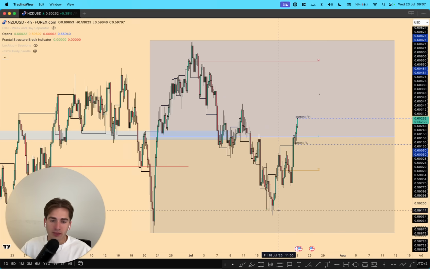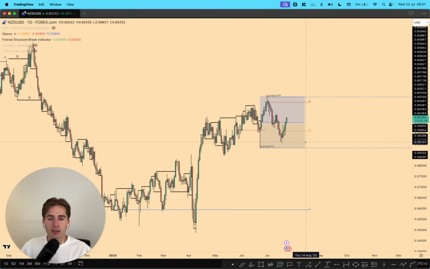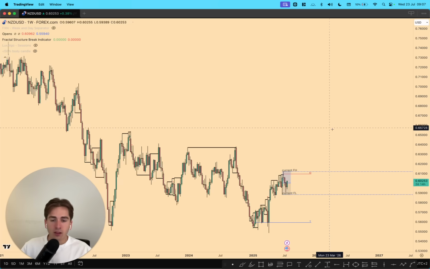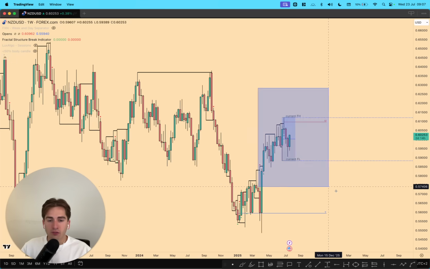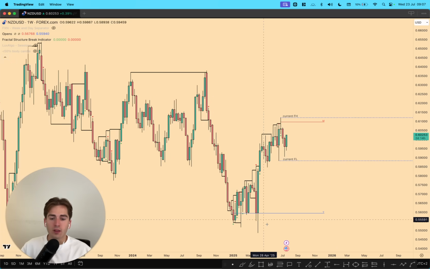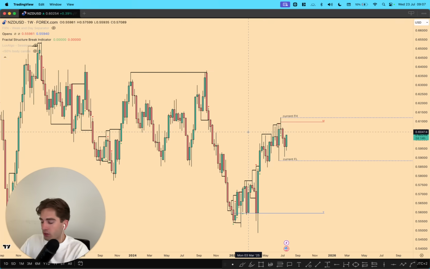So, yeah, overall for NZDUSD, you'll be wanting to look for those long continuation plays, as that makes sense from a daily fractal perspective, from a 4-hour fractal perspective, and also from a weekly fractal perspective, the weekly fractal structure is bullish as well. So everything bullish for NZDUSD. So yeah, those longs make sense.